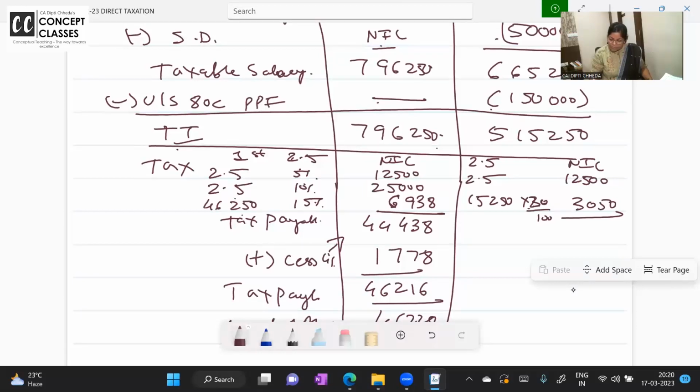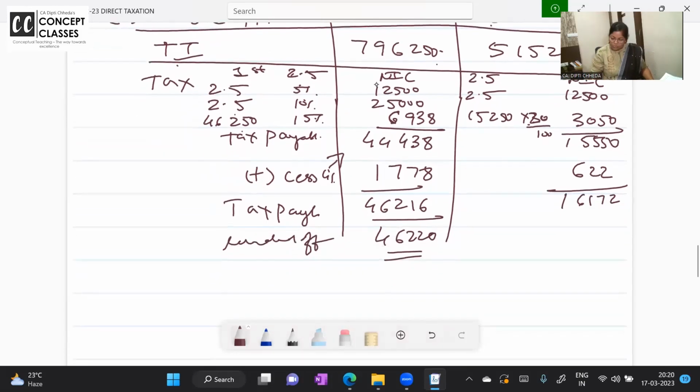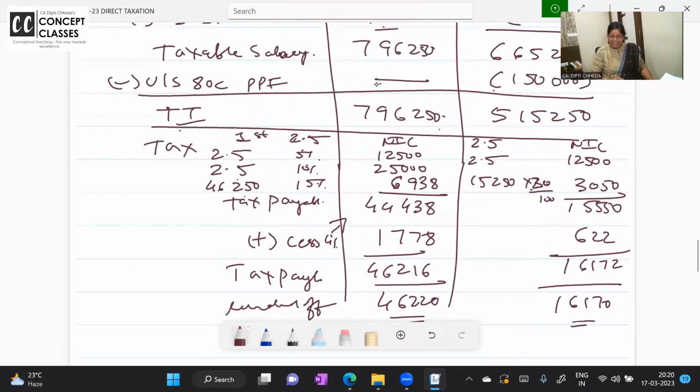Tax is coming to, correct, 15,550 into 4% is your cess. 15,16,172. So that should be rounded off to 16,170. Now look at this.